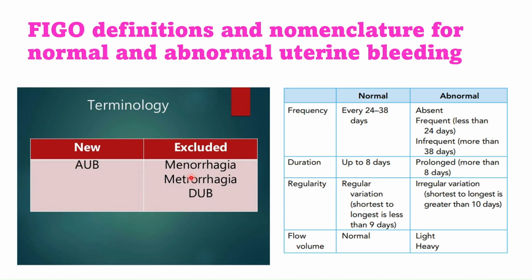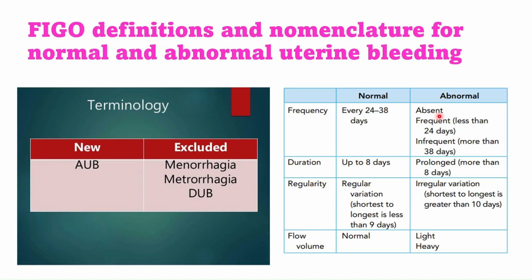Previously, the terms were used like menorrhagia, metrorrhagia, or dysfunctional uterine bleeding. According to new FIGO definition, the new terminology is abnormal uterine bleeding. And the nomenclature and the different definitions for abnormal uterine bleeding include frequency, duration, regularity, and flow volume in menstrual cycle. So, normal is every 24 to 38 days.